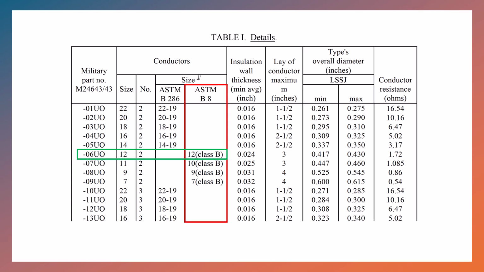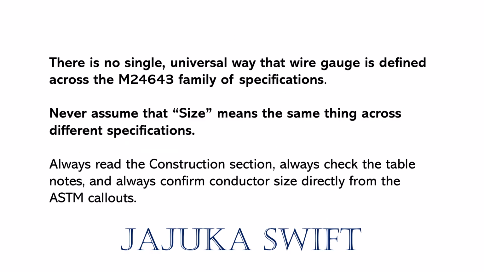To wrap this up, the most important point to remember is that there is no single, universal way that wire gauge is defined across the M24643 family of specifications. Never assume that size means the same thing across different specifications. Always read the construction section, always check the table notes, and always confirm conductor size directly from the ASTM callouts.